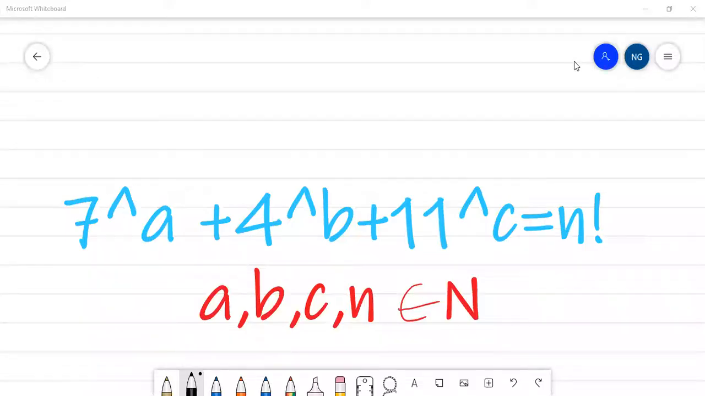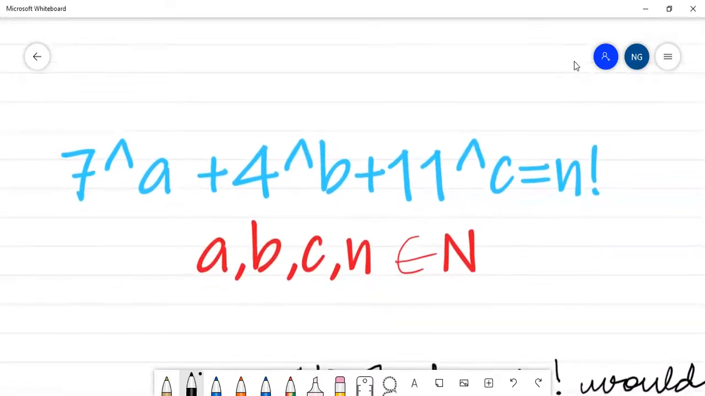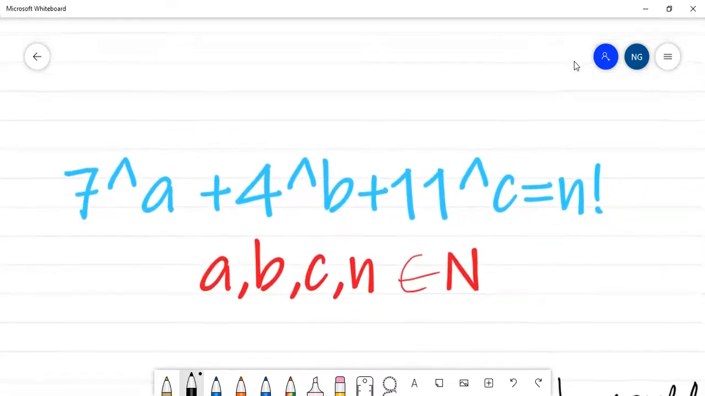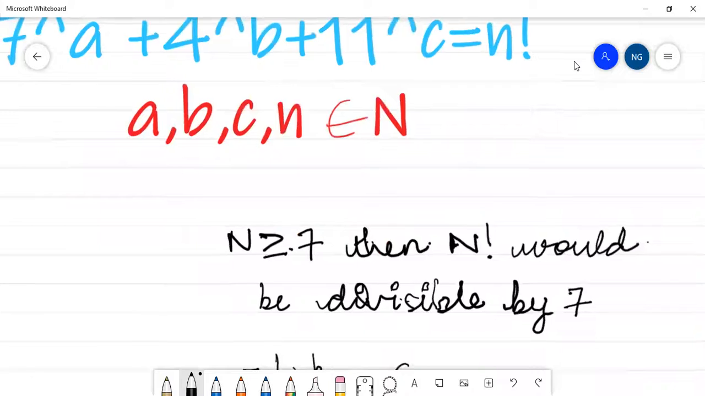Hello guys, today we are going to solve an interesting Diophantine equation, which is also a replica of the USA IMO team selection set. So basically, the idea to solve this Diophantine equation is to assume that n is greater than or equal to 7.